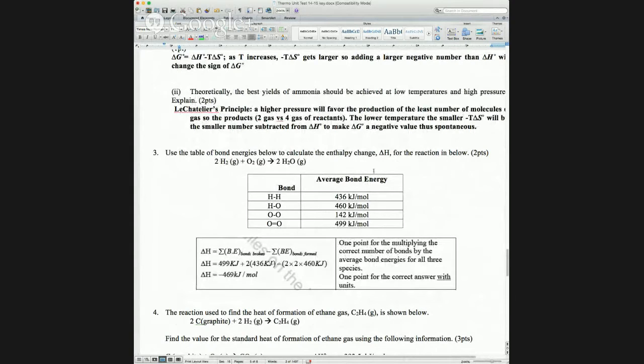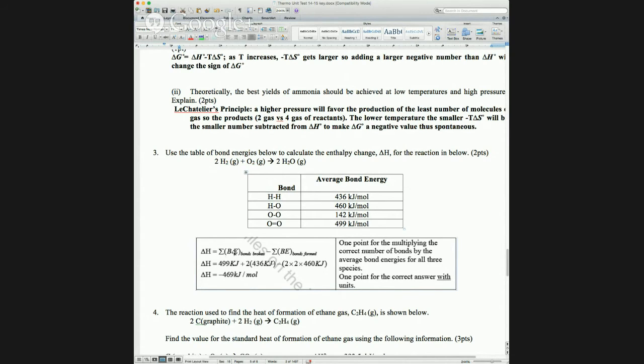for the reaction below. Now we have the formation of water from the elements in their standard state, which if we were just doing the delta H, since hydrogen and oxygen are both in their standard state, they would both be 0, and you just have to get water. But that's not what's happening here. We're doing it from bond energies, and you need to use the number of moles.